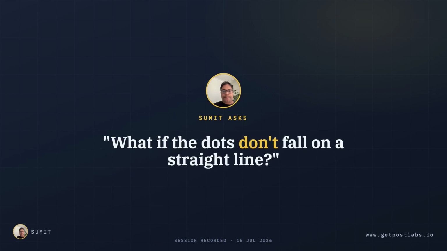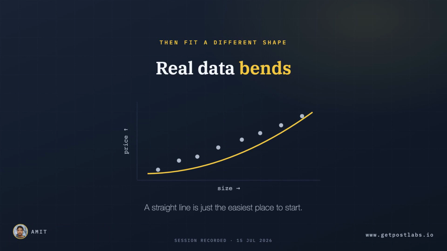But what if the dots don't fall on a straight line? Then you fit a different shape, a gentle curve, an S shape, whatever matches the dots. In the real world, it's almost never a perfect straight line. The straight line is just the easiest one to start with.